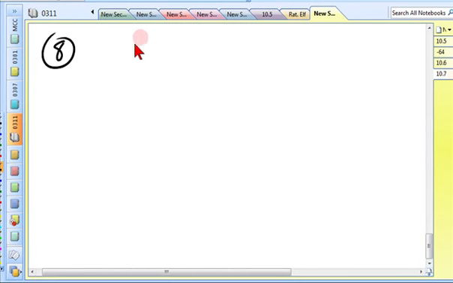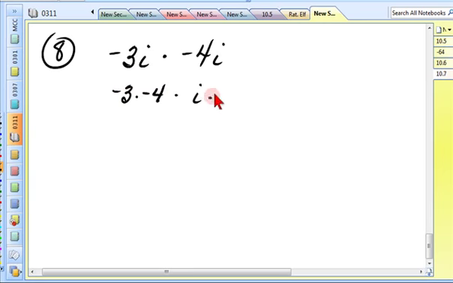All right, number 8 says to multiply negative 3i times negative 4i. Well, the commutative property of multiplication says that I can move these four quantities that are getting multiplied, because it's a -3 times an i times a -4 times an i. I can move them around if I want to. So in my head, I'm going to multiply the -3 times the -4, and then I'm going to multiply the i times the i. You don't need to write that down, but that's what's going on.